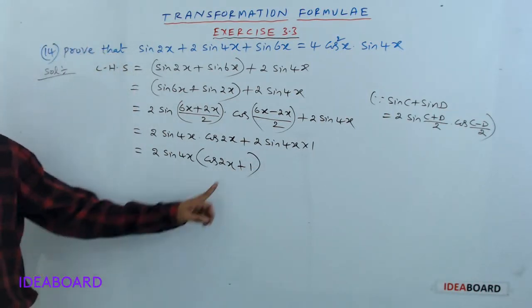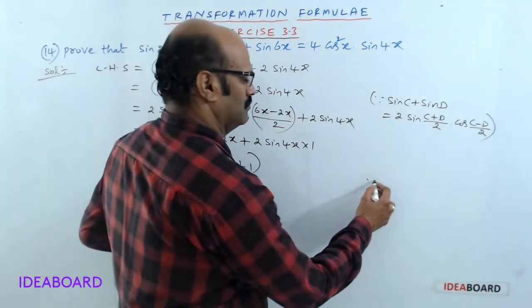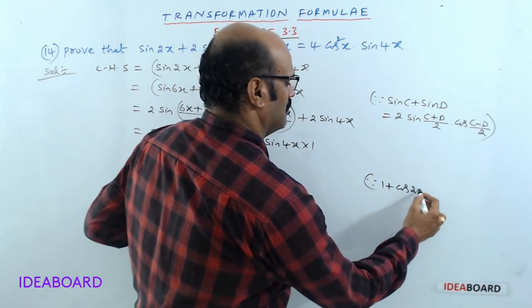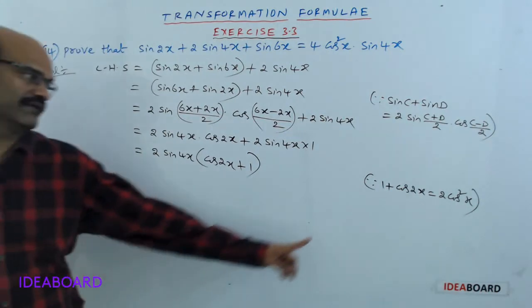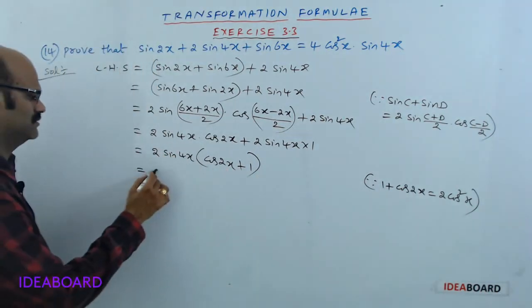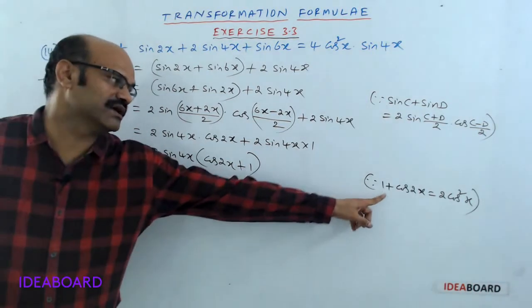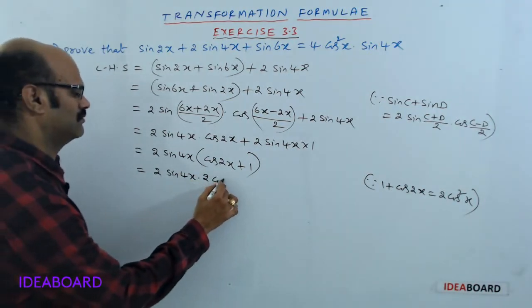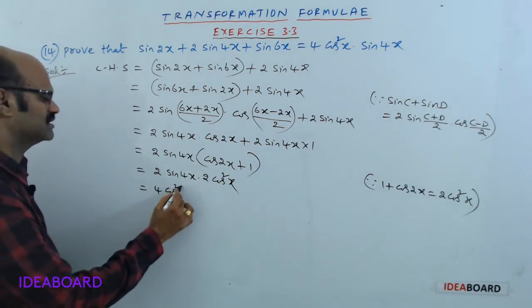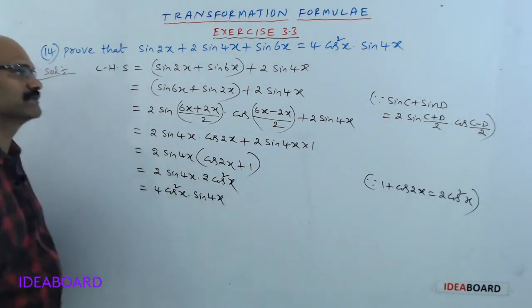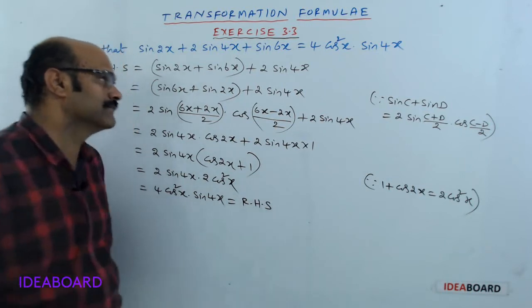Now we have the formula 1 plus cos 2 alpha equal to 2 cos square alpha. Therefore, now you can take it as 2 sin 4x into (1 plus cos 2x), equal to 2 cos square x. Therefore, 2 into 2 equal to 4, 4 cos square x into sin 4x. Therefore, LHS equal to RHS. Hence proved.